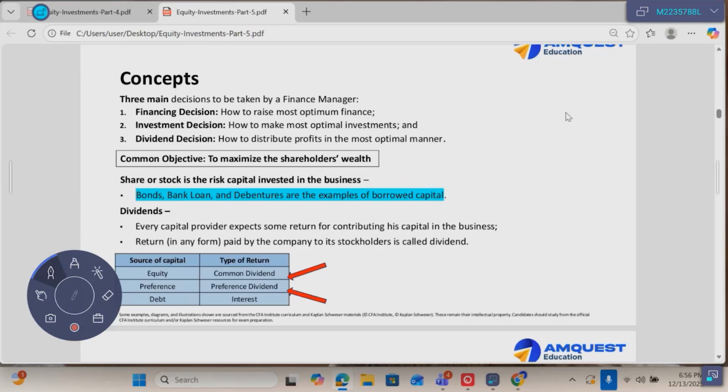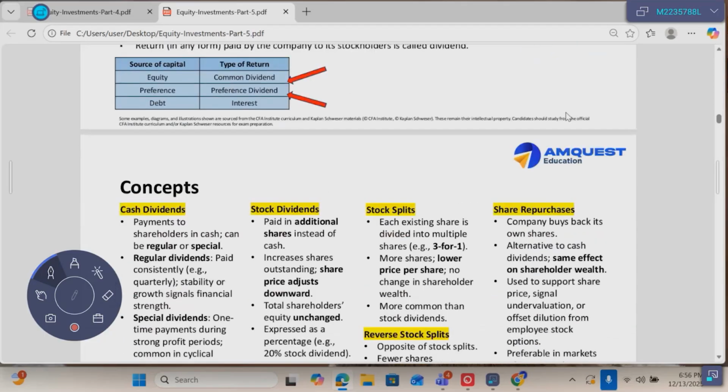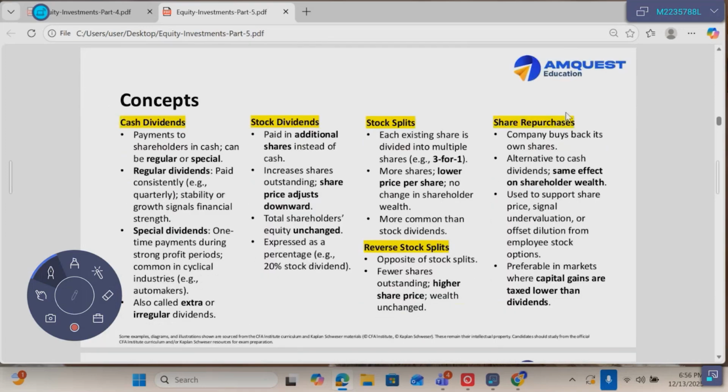So let's say you are left with 100. सबसे पहले पैसा जाएगा interest pay करने को. उसके बाद if some money is left, it will go to pay the preference and ultimately then only to the equity shareholders. So return to the debt holders is interest. Return to the equity holders is dividend, common dividend, and return to preference shareholders is preference dividend.